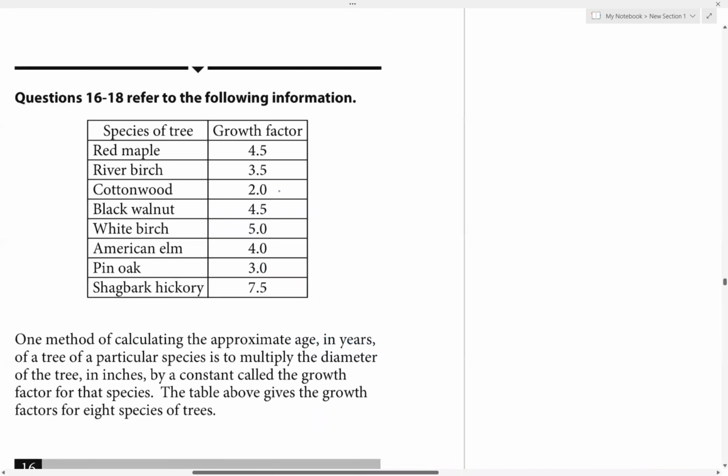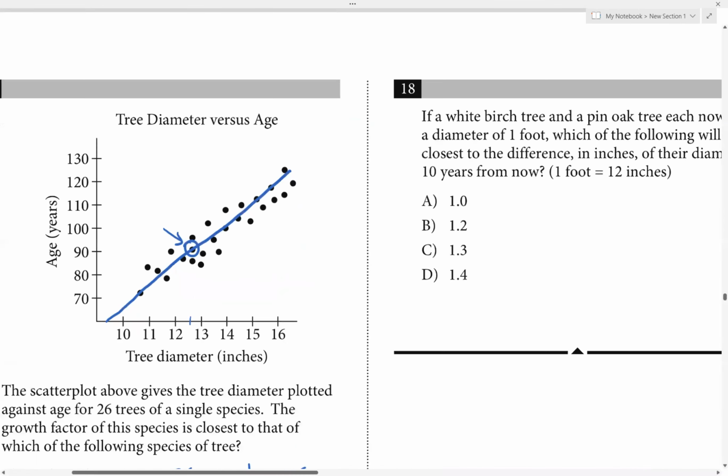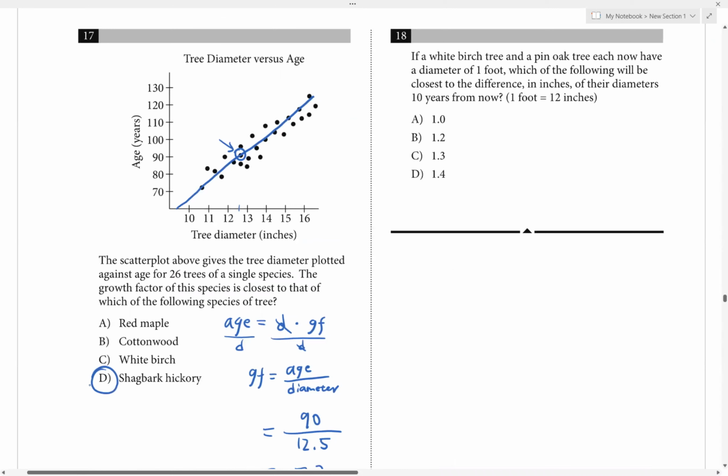So which one's closest? It has to be this one at 7.5. I don't see anything else that's even close to 7, right? So it has to be 7.5, okay, which is the shagbark hickory. All right. So then we have that. So that should be our answer, which is letter D for this one here.